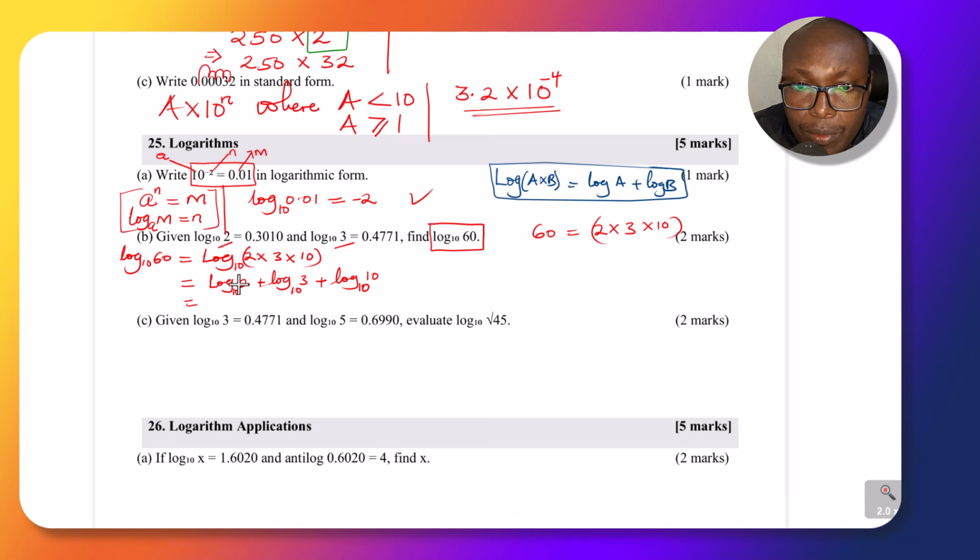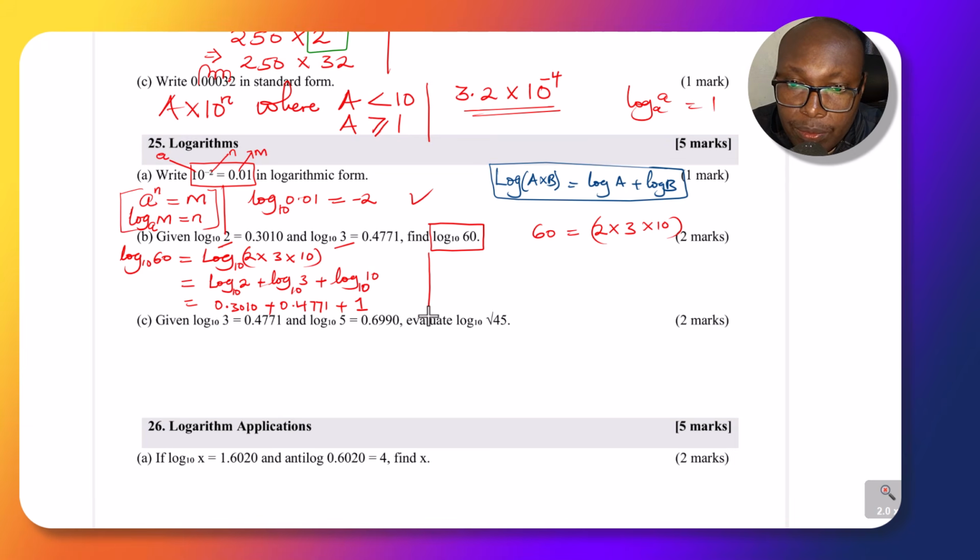Now from here, because you have logarithm of 2, you just substitute it there, 0.3010. Then logarithm of 3 will be 0.4771. Then logarithm of 10 to the base of 10 is 1. Logarithm of 10 to the base of 10 is 1. I talked about this in part A. When you have logarithm of a to the base of a, it is 1.